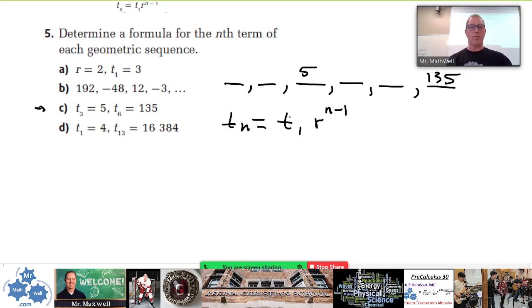Probably going to want to do r first, right? So how many times do I have to multiply r by to get 135 here? 3. Right. So watch this. 5 times r cubed equals 135. That's what you can glean from this information. Okay?